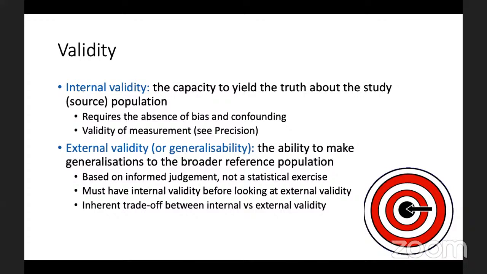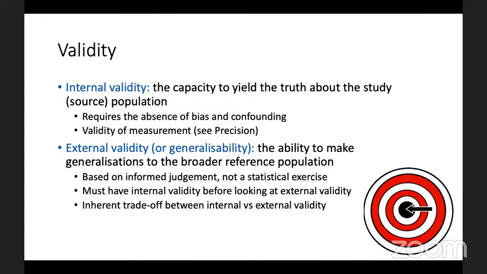Then to move on to external validity, it's the ability to make generalizations to the broader study population. External validity is a judgment and not a statistical exercise. By including a wider variety of participants in a study, it increases external validity or generalizability, but decreases internal validity, since confounders and bias may occur more. Hence, there's a trade-off between internal and external validity.